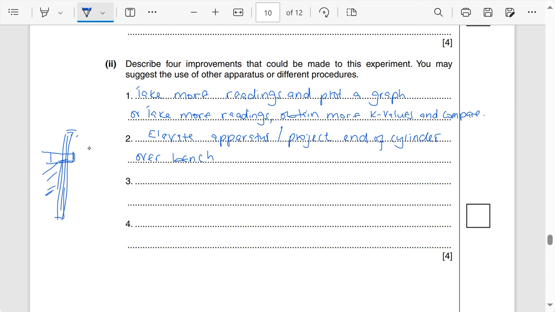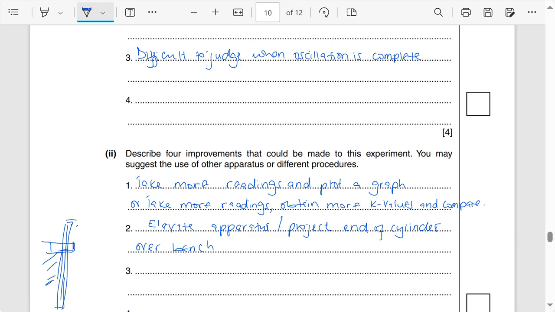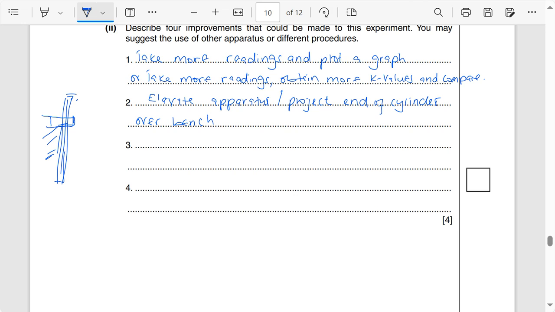Then my student also said it was difficult to judge when one oscillation is complete. Difficult to judge when oscillation is complete, because when you displace the ruler, the second oscillation may not reach the same position as the first oscillation. So how would we solve that? If it is difficult to judge when oscillation is complete, then it means we have to count oscillations from their center rather than from the extreme end.